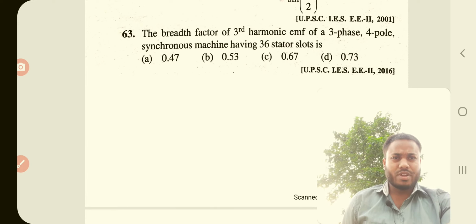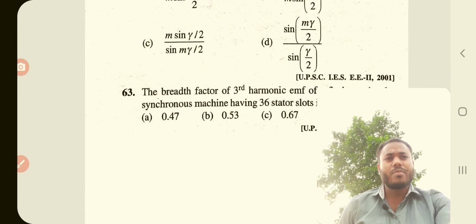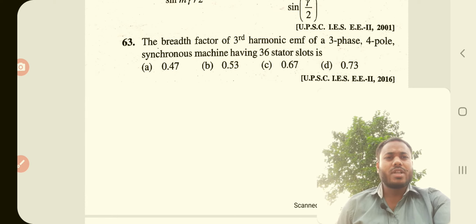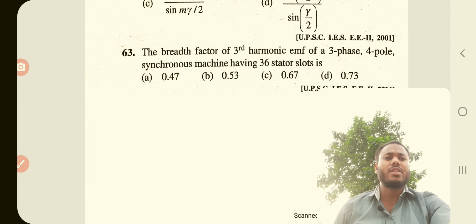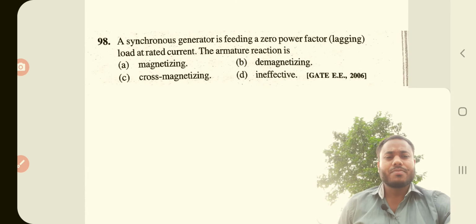The breadth factor of third harmonic EMF of a 3-phase 4-pole synchronous machine having 36 stator slots is. So if you put this number, then you can find what is the right answer. You put all the values here and you can find the answer. Next, proceed to the next question.